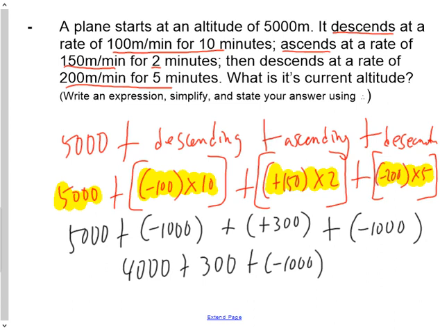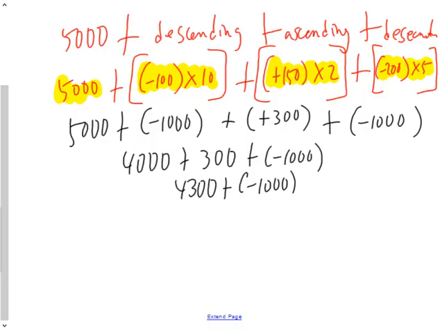I swear to heavens, 4,000 plus 300. I had 2 people put 7,000. 2. And they weren't even sitting next to each other. But it's 4,300. And finally, 4,300 plus negative 1,000 is positive 3,300.